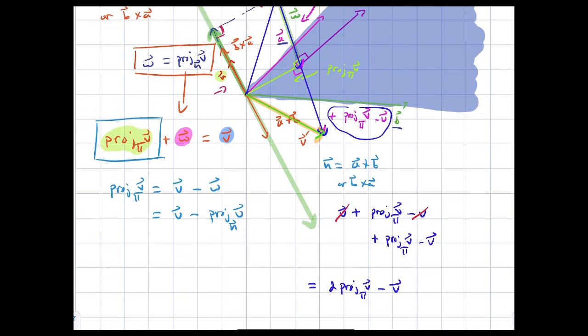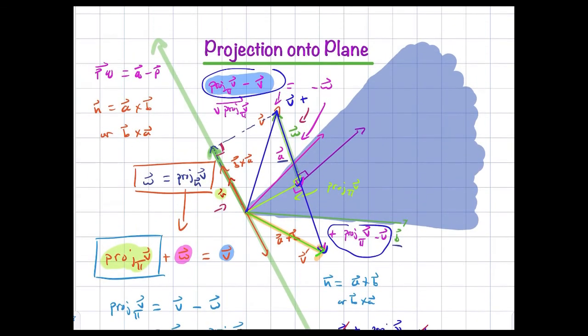We're just doing this with the projection onto the plane. So if we know how to reflect a vector across a line, and we know how to find the projection of a vector onto a plane, just the way that we found a projection of a vector onto a line, then we can similarly reflect the vector across the plane.